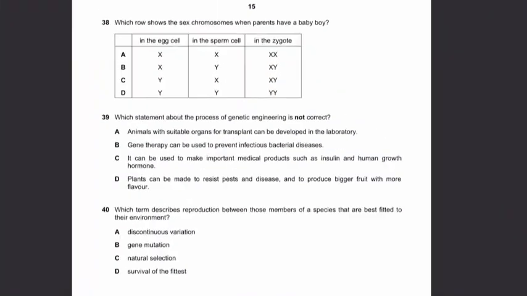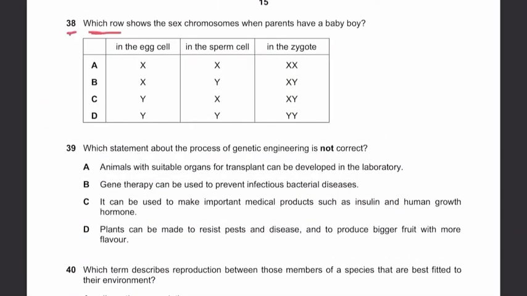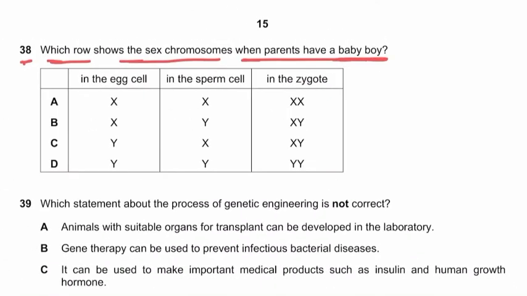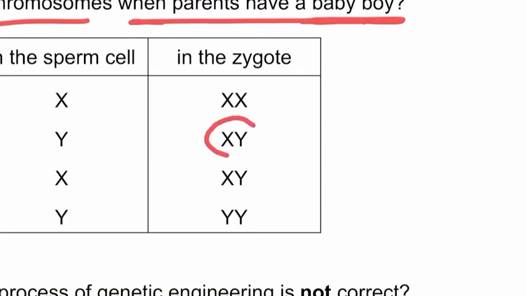Let's move on to MCQ number 38. Which row shows the sex chromosomes when parents have a baby boy? So guys, if the baby is a boy, in the zygote there will be XY chromosomes, because in males, in humans, there are XY sex chromosomes.